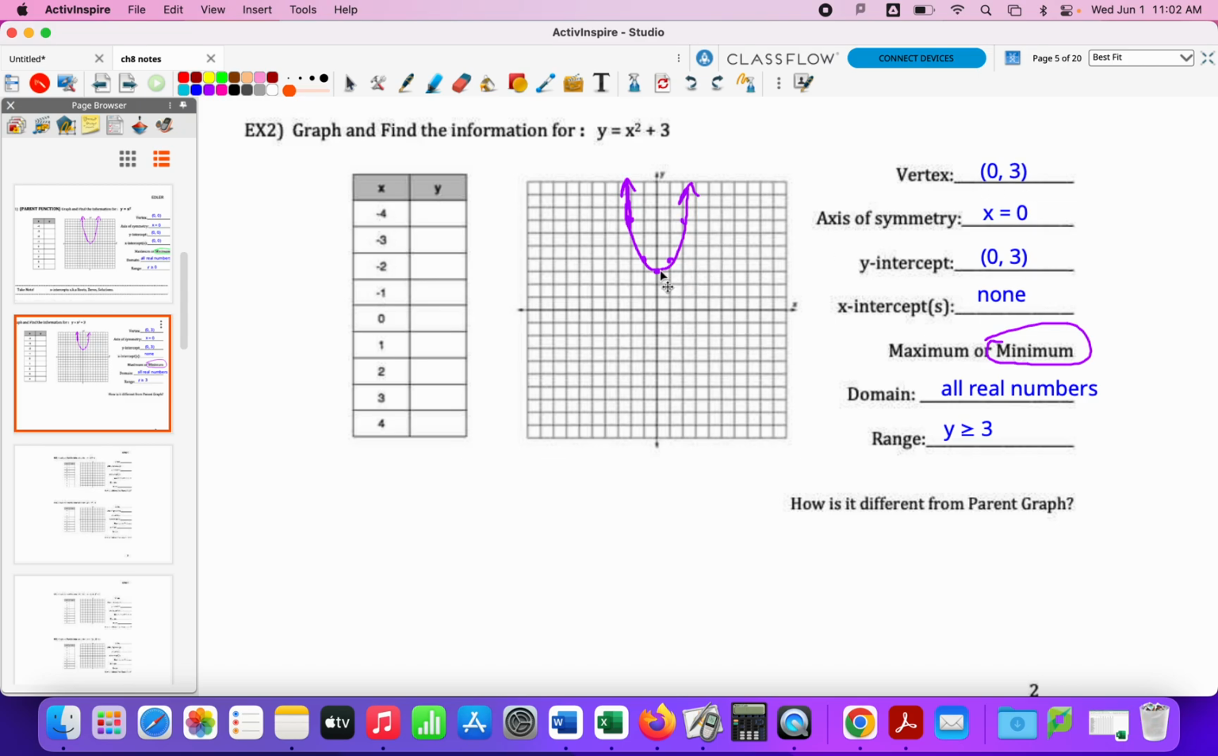The vertex now is at (0, 3). Axis of symmetry is still x equals 0. It will be other things as we look at other graphs. The y-intercept happens to be the same as the vertex, (0, 3). Notice what happens here is you don't have an x-intercept. And that can happen too. We don't cross the x-axis. This one's still a minimum. Domain is always going to be all real numbers. You can pick whatever you want for the x's. Range this time is y greater than or equal to 3, because see, I'm not using any y values until I get to 3, 4, and so on.